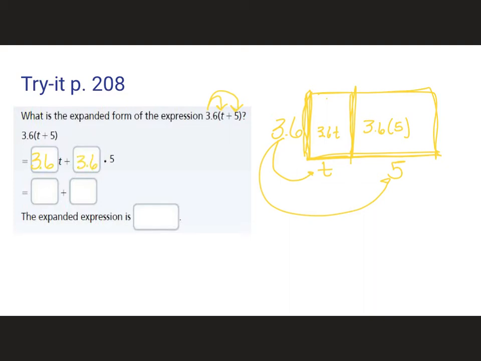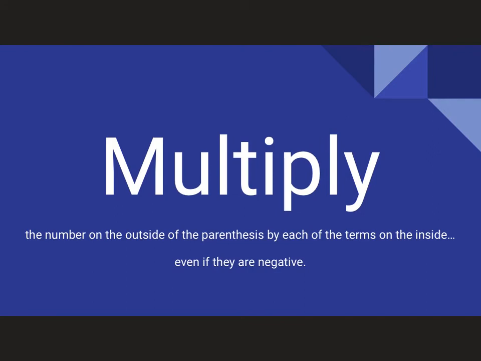Well, 3.6 times t is just 3.6t. 3.6 times 5 is 18. Now I can't add this term with the t in it to this term with the 18 in it. But you can see that's really the same thing as adding this area and this area together. So that's called expanded form. We're actually expanding it out. Let's look at another example.